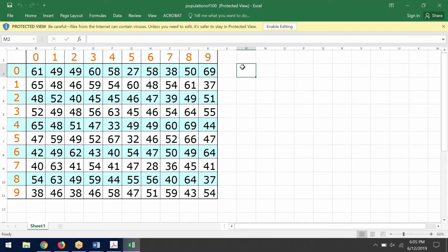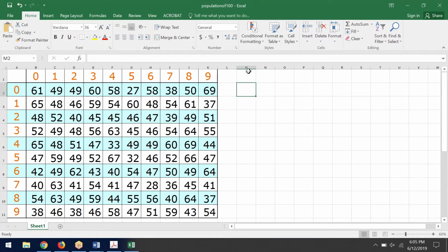Whoops. Nothing came out there when I typed. Okay, let's try and figure out why that's happening. Enable editing. That should help. Good, I think it will.